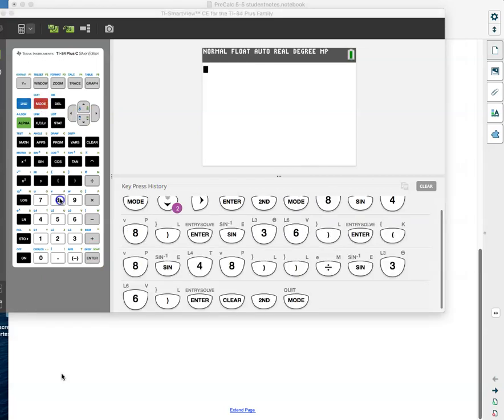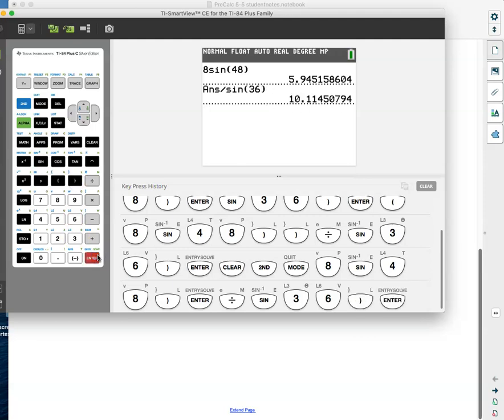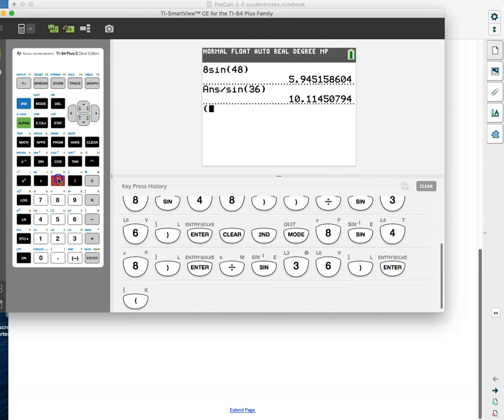All right, so we had 8 sine of 48 degrees. And then I'm going to divide that by the sine of 36 degrees. And you want to watch for the parentheses here. If you want to punch this all in at one time, I know it seems like a lot of parentheses, but we want to make sure that the calculator is going to follow the order of operations for this.